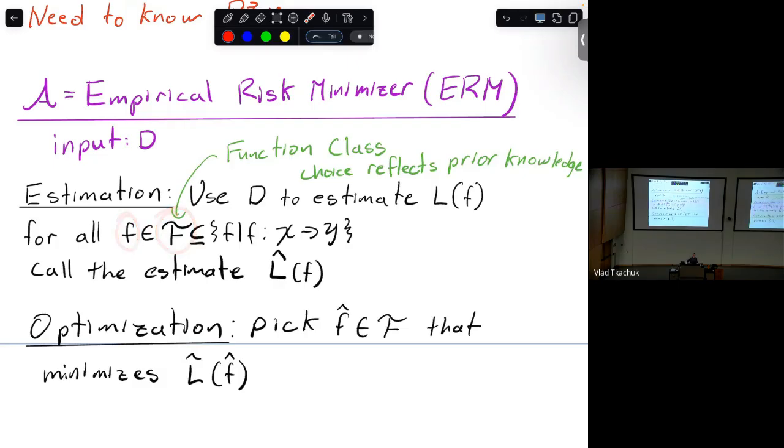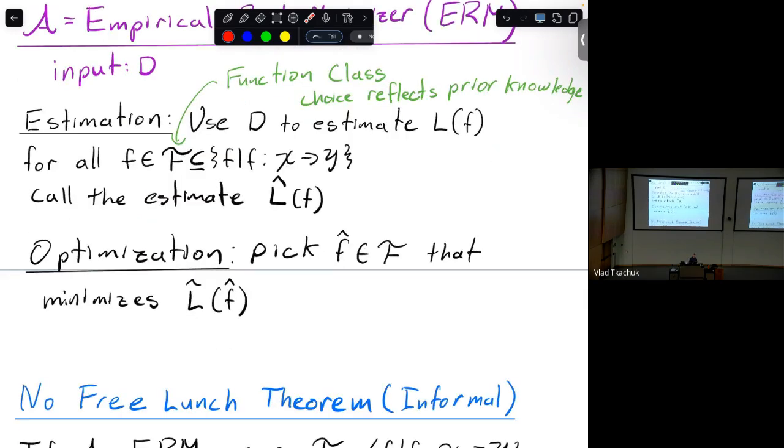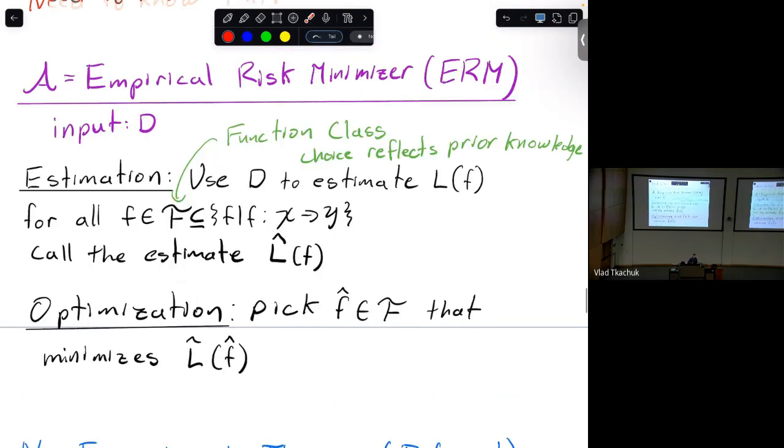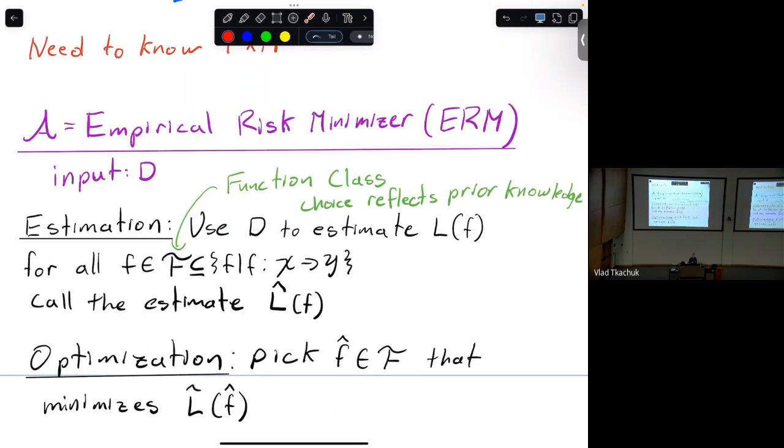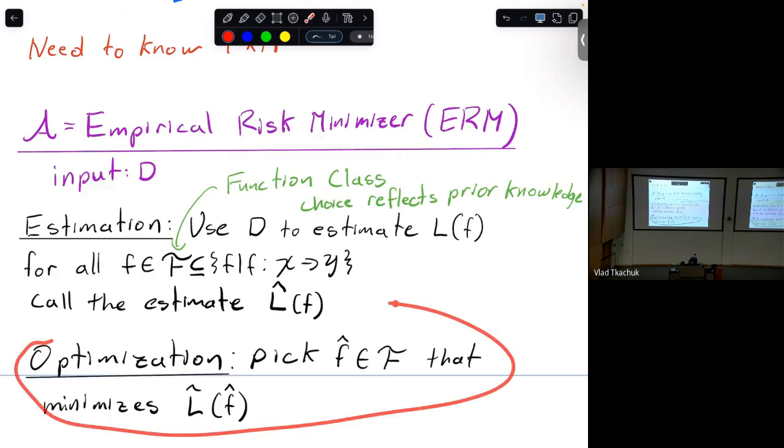And then once you have this estimate of what you're going to do on future data, the obvious thing to do is just pick the predictor in your function class that will minimize your estimated loss. Hopefully that makes the story obvious. And then really the crux is how you implement things, and a lot of it is in this optimization step, which we'll talk a lot about.